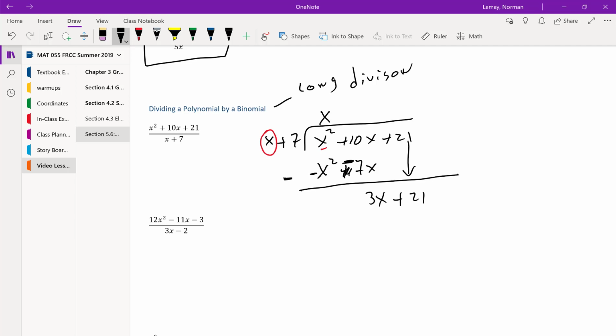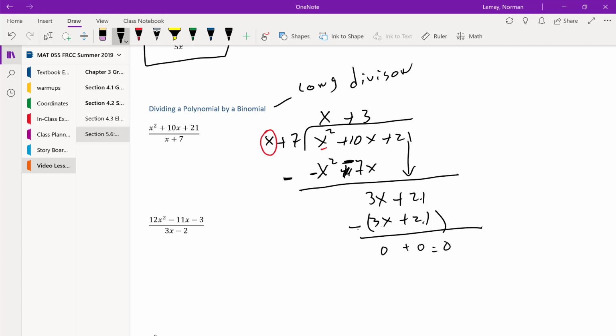So this is the big one. This is what we do. And so now we ask, what do we multiply this x by to get 3x? So notice here we go plus 3. So again, we go 3 times x is 3x, and 3 times 7 is plus 21. And again, subtract. So remember, we have to subtract. So I'm going to do this one this way. So how about 3x minus 3x? So that's 0. And then 21 minus 21 is 0, so this is 0.